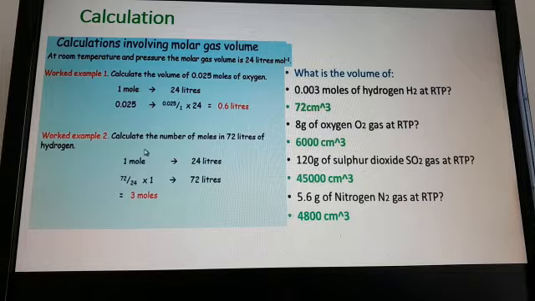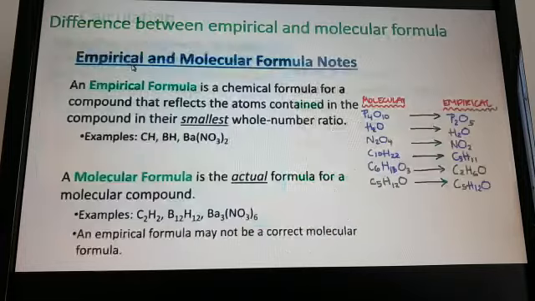72 liters of that is 72 divided by 24 into 1, that's 72 liters. That is equal to 3 moles. It contains 3 moles. How many moles do you have to find here? Here it is given 1 mole into this much gram. Here you have to find how many liters. So what is the volume of 0.03 moles of hydrogen at RTP, that is 72 centimeter cube. Okay, this is the way of the calculations.